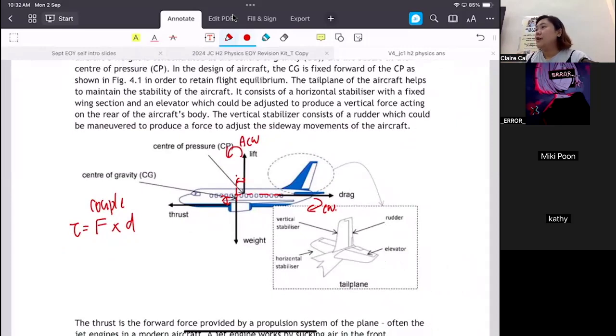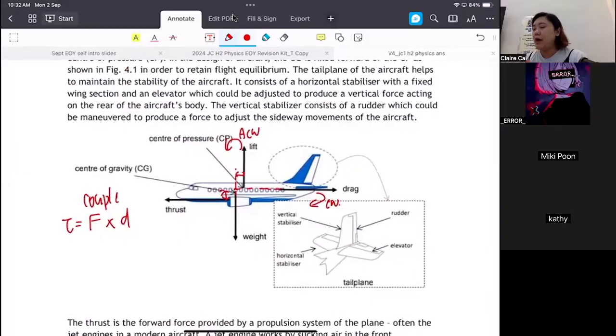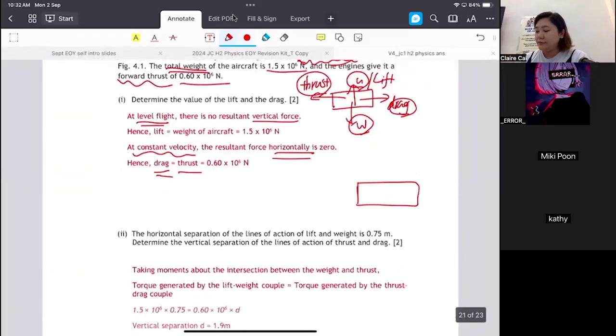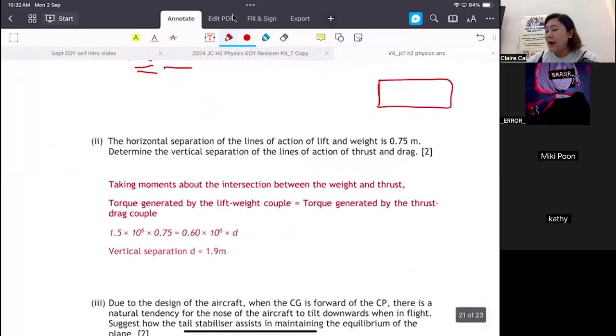Yep. Actually, from our principle of moments, the sum of clockwise moments must equal the sum of anti-clockwise moments. To make it more general, if we're looking at couples, the clockwise torques and anti-clockwise torques should actually balance out. So there will be no net torque or no net moment for the system. So if you go back to part 2, this is actually the one we are finding. So the torque generated by the lift-weight couple should equal the torque generated by the thrust-drag couple.